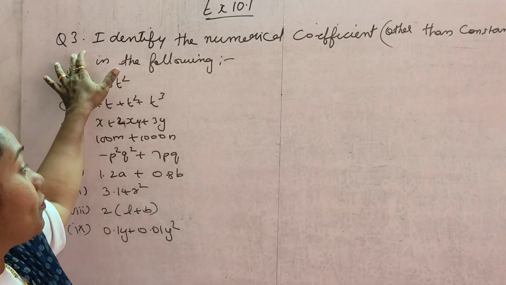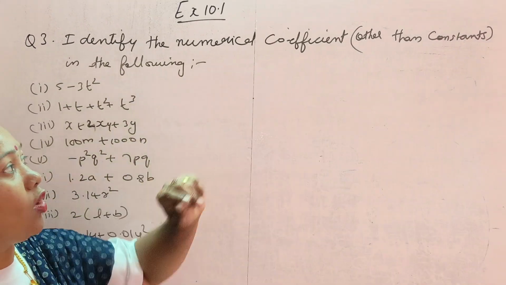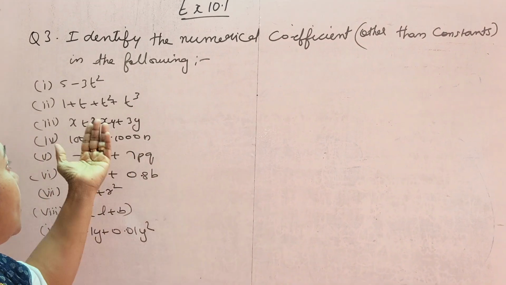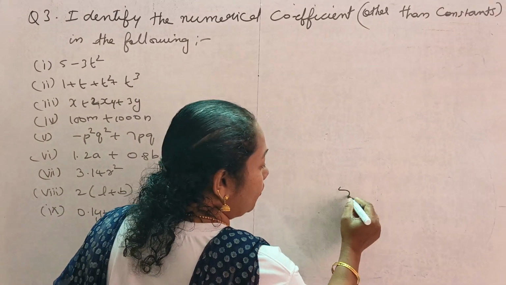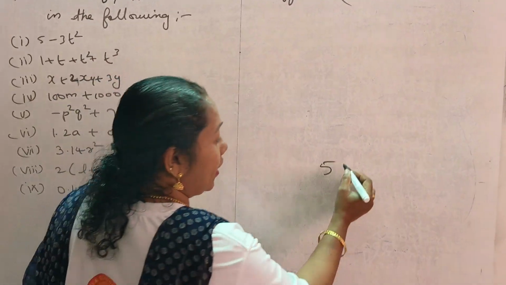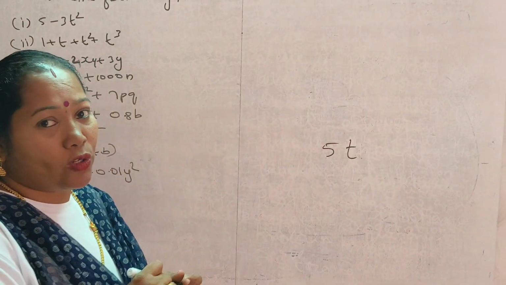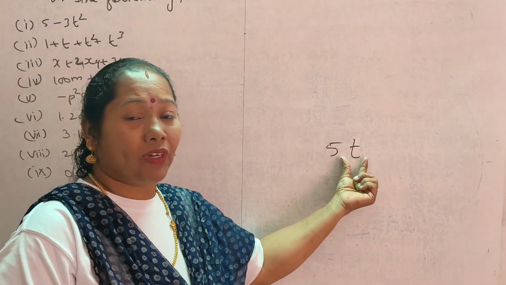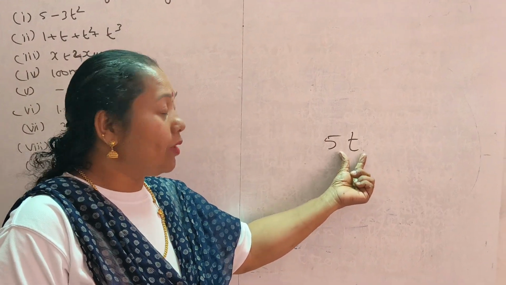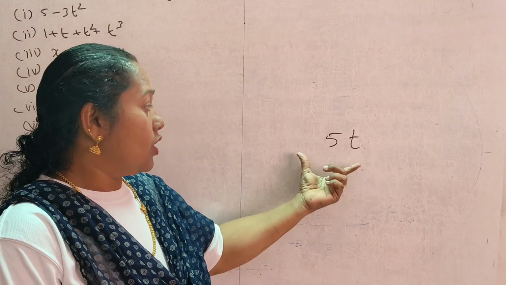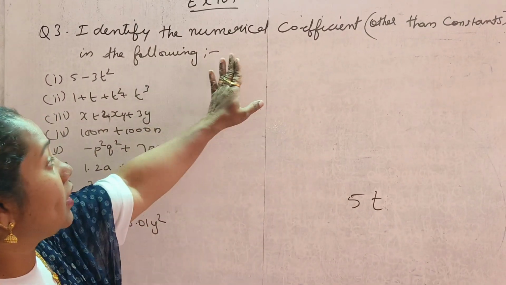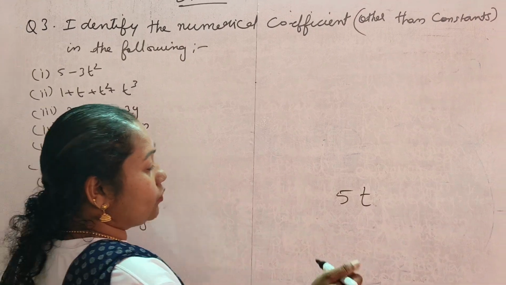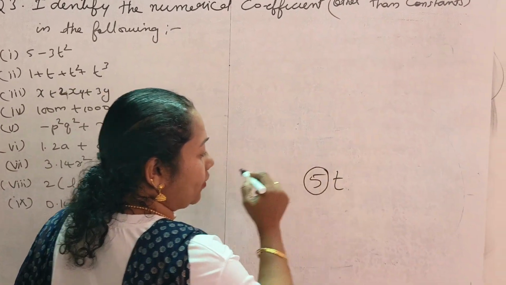So question number 3. Identify the numerical coefficient other than constants in the following. What is a constant? If it is written 5, it's a constant. If it is 5t, then it's not a constant because there is a variable. So if a variable is there, that is not a constant. So in this question we have to write the numerical coefficient. In this one, the numerical coefficient is 5.